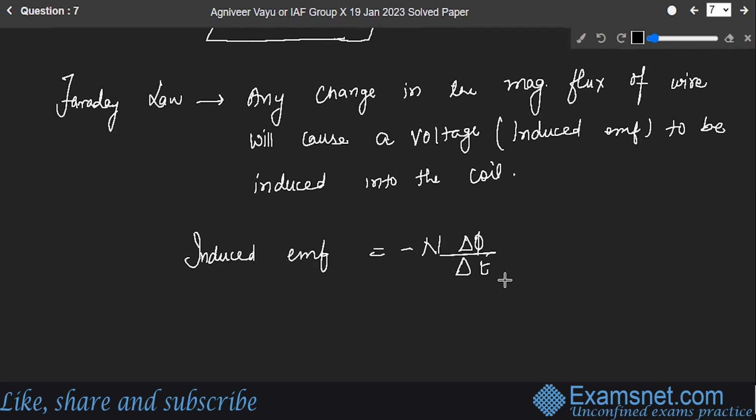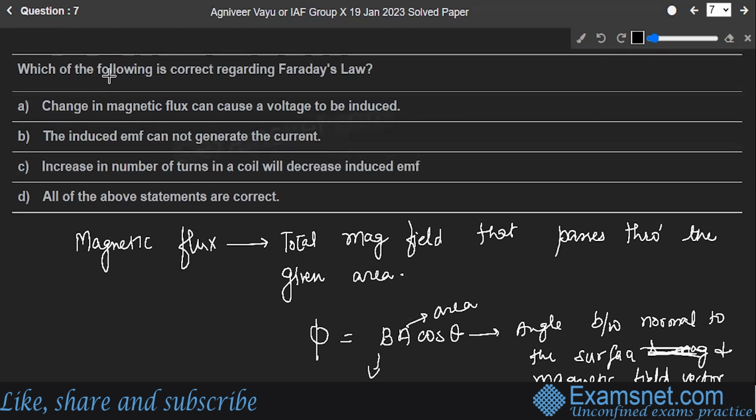Now let's move towards the program. It is asking which of the following is correct regarding Faraday's law. Okay, let's pick up the first one. Change in magnetic flux can cause a voltage to be induced. This is correct. This is what we talked about. A change in the magnetic flux can cause a voltage to be induced.